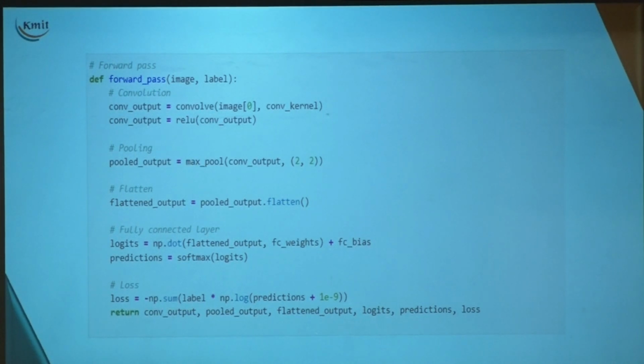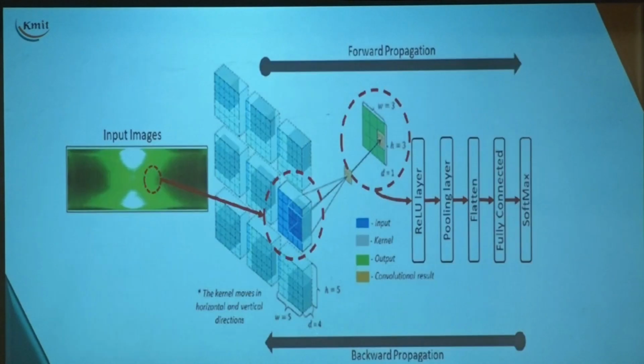What do you mean by backward propagation? Output to loss function to fully connected layer, let us see the image. So this is the forward pass and backward pass. Forward pass, what did we do? First convolution, activation, pooling, flattening, fully connected, loss calculation. Backward, what do we do? From loss calculation, that is the error value, we go to the fully connected layer.